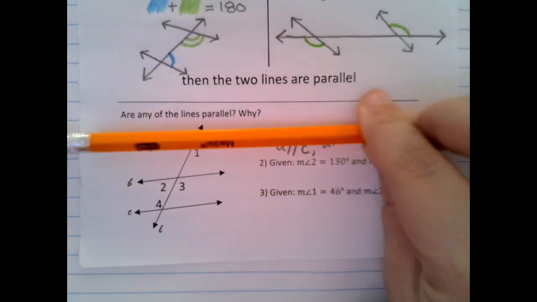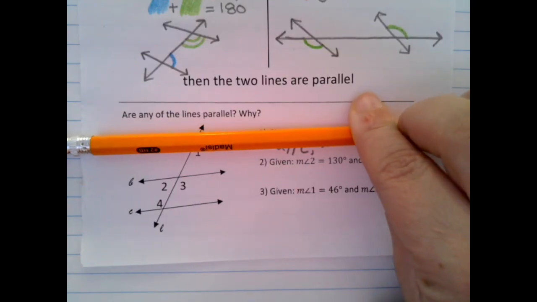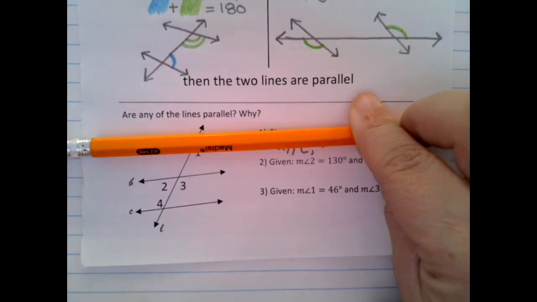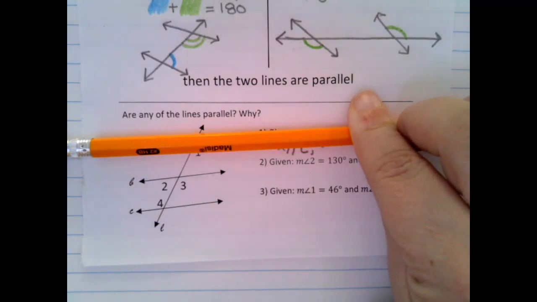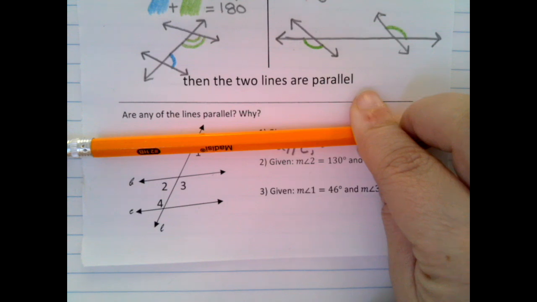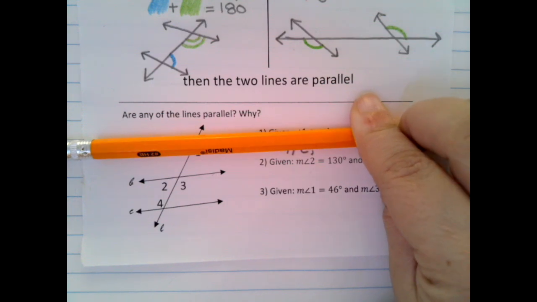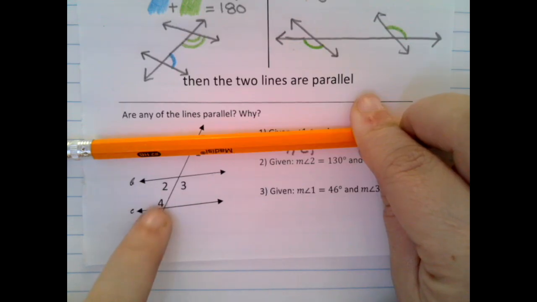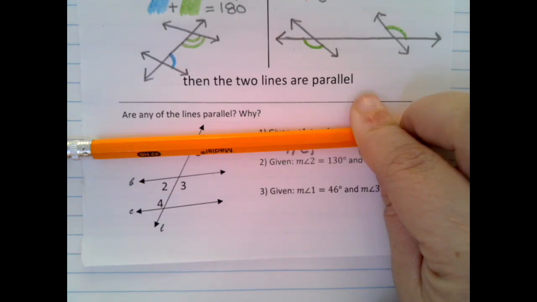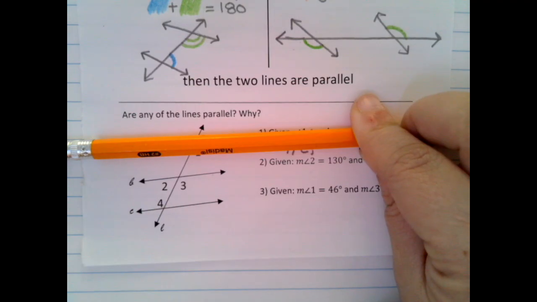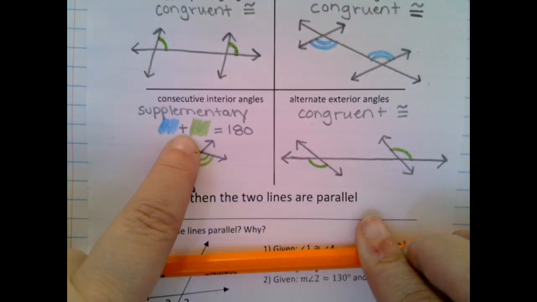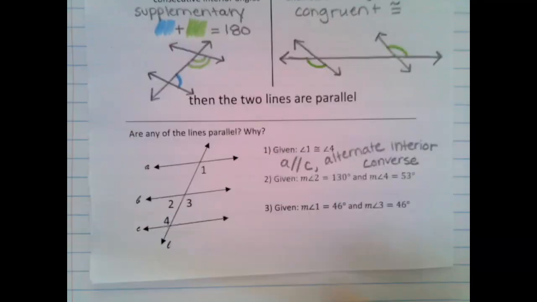So I like to put my pencil over that extra line and just get rid of it so my brain's not thinking of it. So when I look at 2 and 4, what relationship is that? Are they inside, outside, or matching? They're both inside, 2 and 4. Are they consecutive or alternate? Consecutive, they're on the same side, they're facing each other, 2 and 4. Okay, so consecutive interior, and consecutive interior are supposed to be supplementary. So let's check to see if these are supplementary.